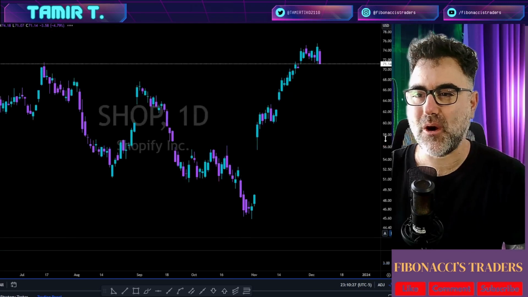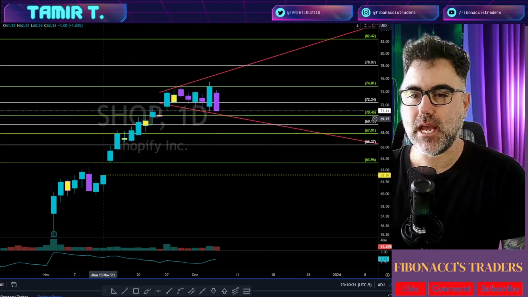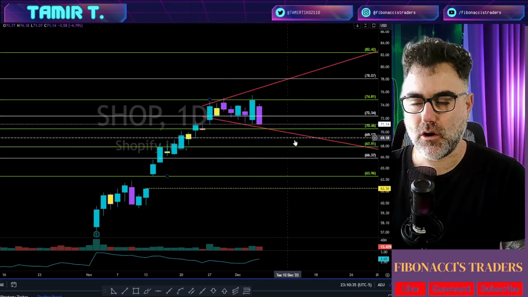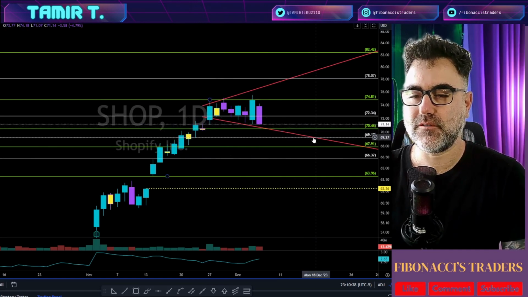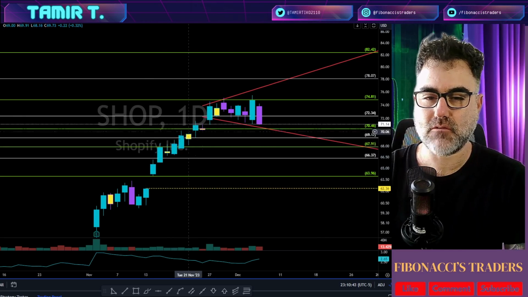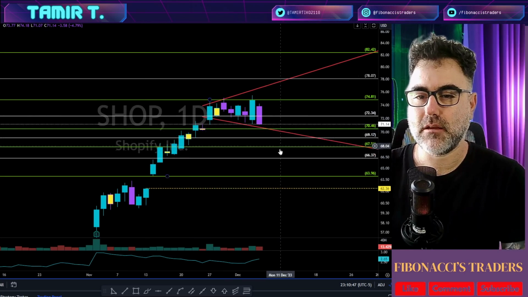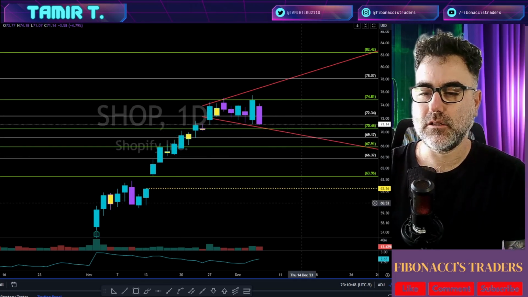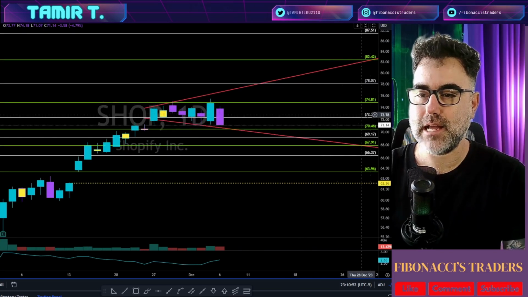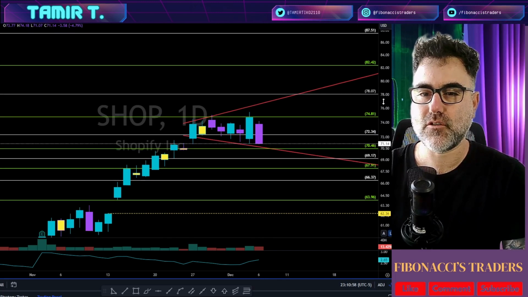Shopify, 4.8% to the downside. Inside a major broadening formation. Breaking below this lower border of the broadening formation, we will get the same price action we saw over here to the upside. We will see the same price action, but to the downside towards filling the gap at the 62.50. Let's see how Shopify will break out from this broadening formation.